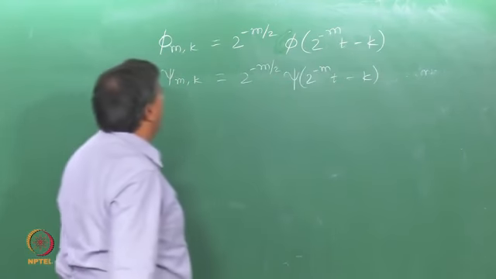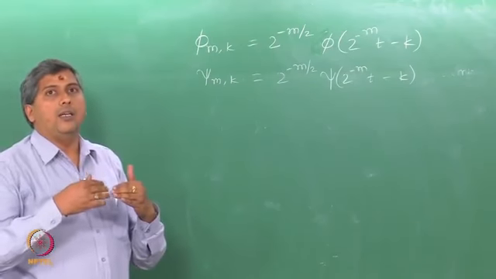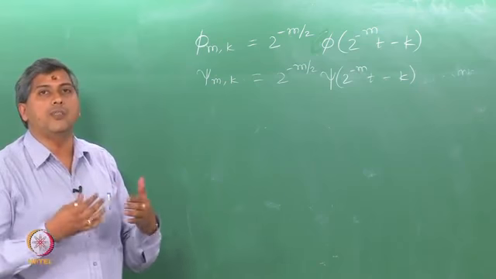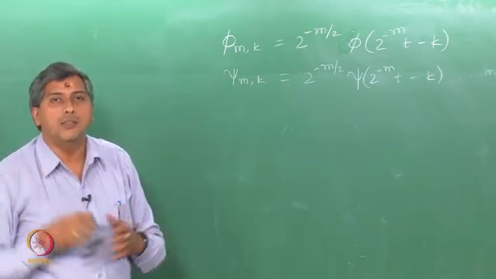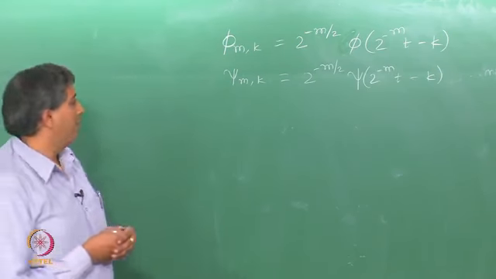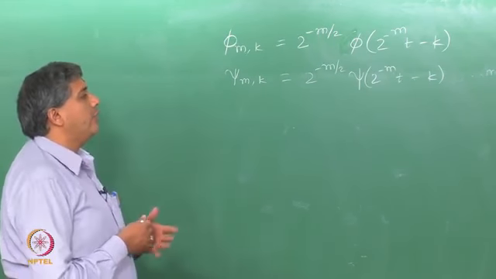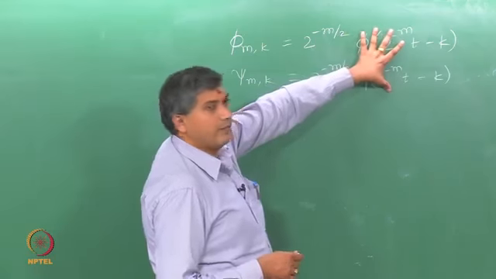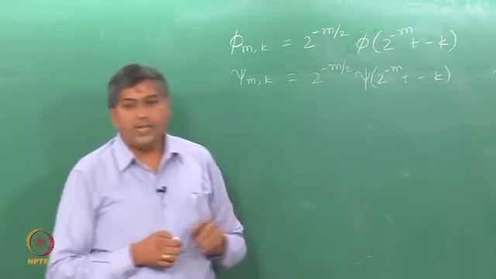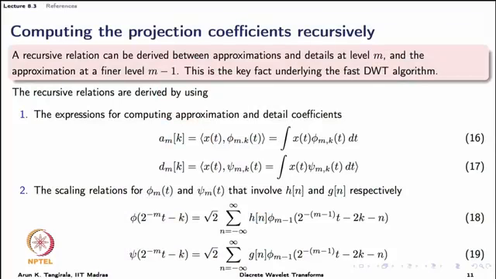Once again, I should remind you that this k helps me keep track of the time index at the scale m. Remember, the translation indices change with scales because I am moving the windows proportional to the widths or the scales of the basis functions, or the scaling and wavelet functions. So, the relations in equations 18 and 19 are nothing but a generalization of the scaling relations that we have seen earlier.